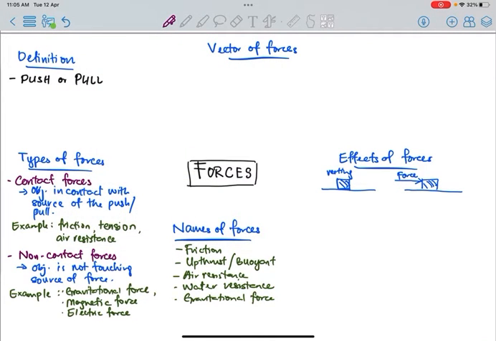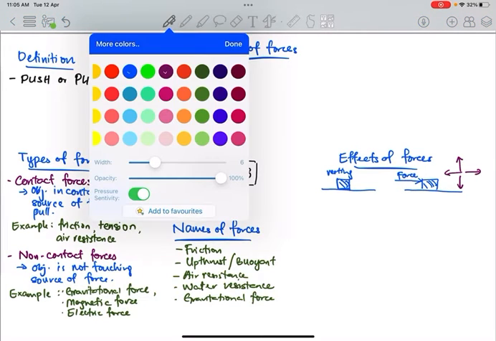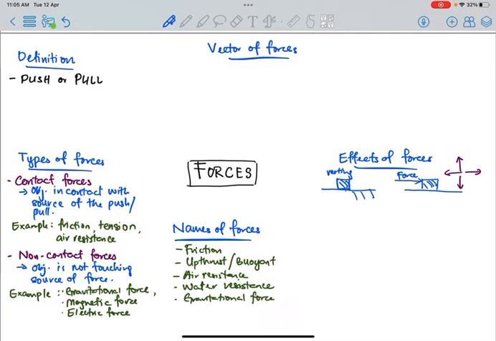You can act in the forward direction, the backward direction, the upward direction, or the downward direction. But for this case, because there is a bench, it doesn't make sense to push it downwards because there is a bench blocking it. So therefore we can just omit the downward force. So we can have forces acting on this object in multiple directions.